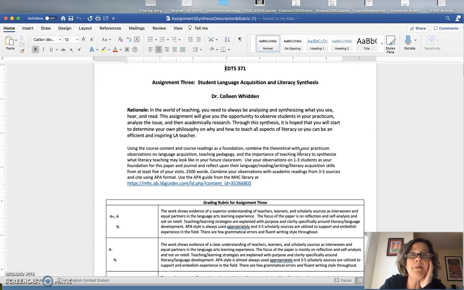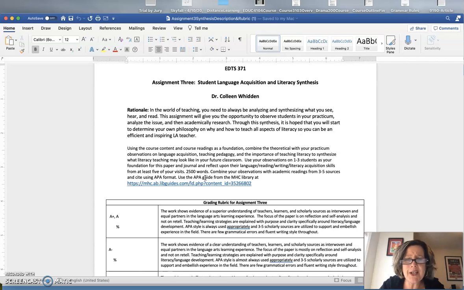If you do that, then this paper should write itself. Okay. It is 2,500 words, which again seems kind of daunting when you first start. It's about 8 to 10 pages. I've found that students in the past could write so much more. So don't let that throw you.